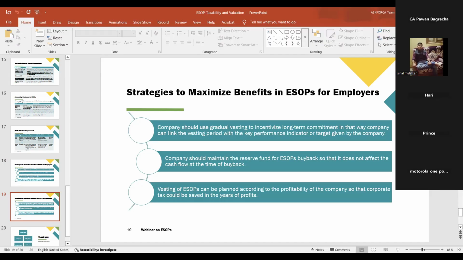And the company can also plan the vesting of the ESOP according to profitability. If there is a higher profit, we can plan the vesting in that year so that our expenditure will increase in that year and we can save the income tax. We can reduce our expenses also.